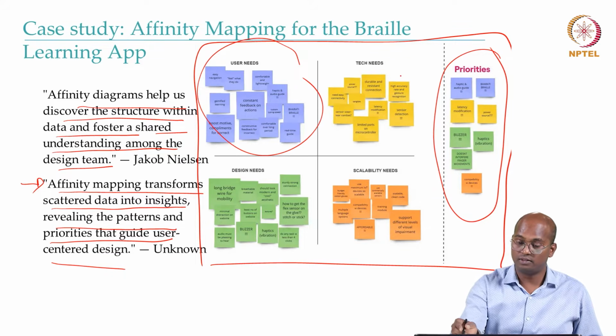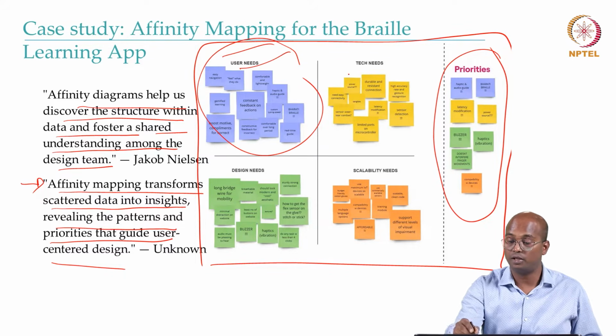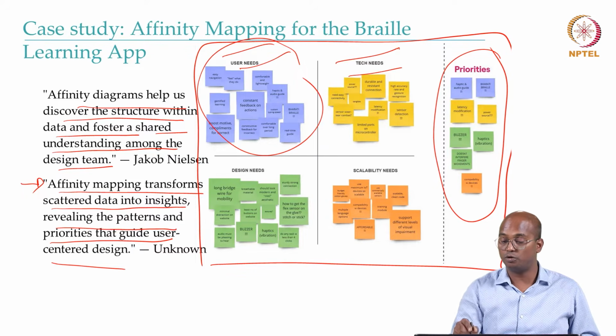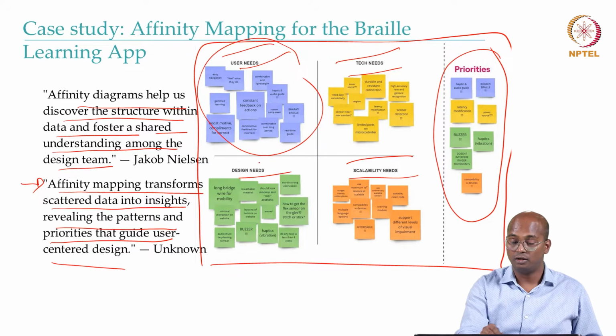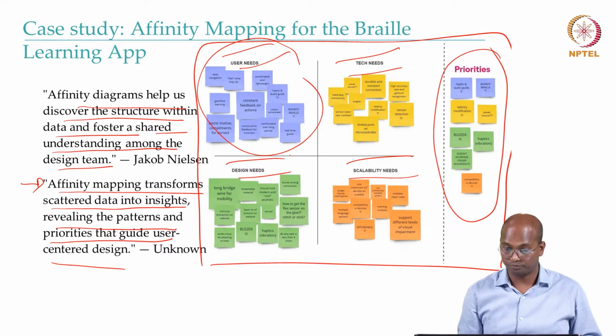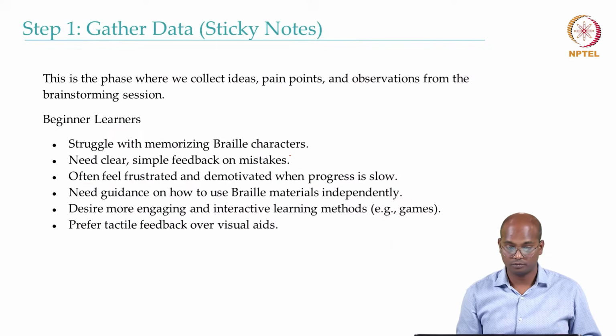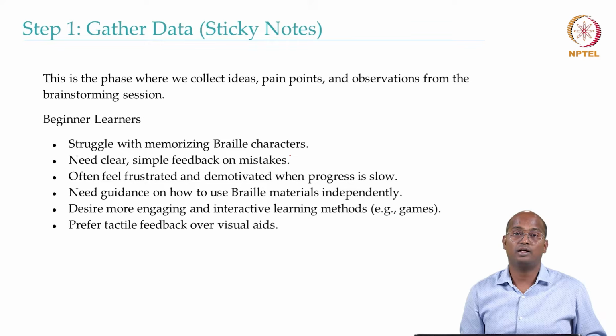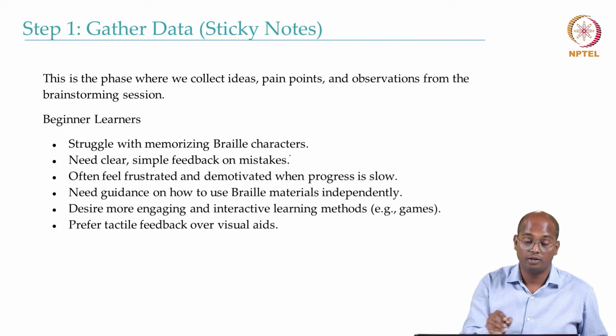So in this case, you can see that this is the user needs. This is one of the affinity groups. Tech needs, this is another affinity group. Scalability needs, design needs, and so on. So let's elaborate the different steps we have for our app.